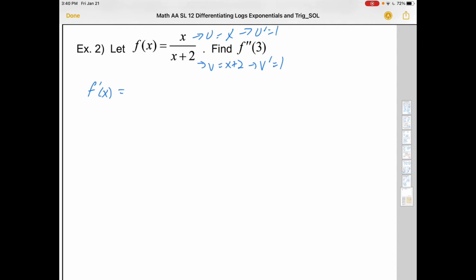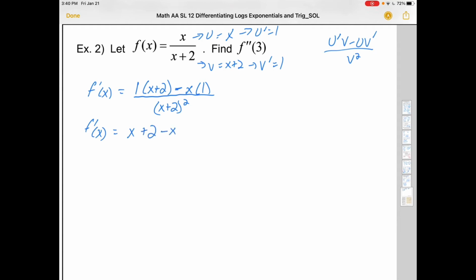So I'll get u prime. Let's just remember our quotient rule here. U prime v minus u v prime all over v squared. All right. If you leave it like this, then it's going to be a bit of a pain for you to differentiate again. So let's see if we can clean it up.